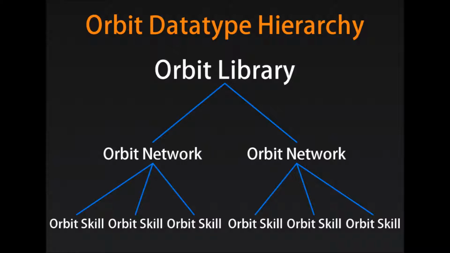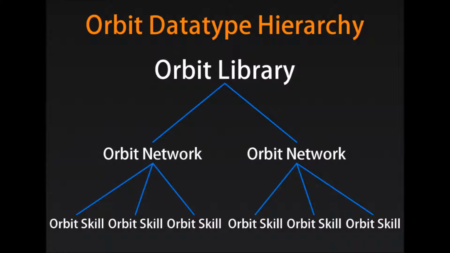Orbit networks are stored in an orbit library. Orbit libraries can contain any number of orbit networks. This means that if you want several adaptive elements in your game, they can all be stored in one orbit library. To use an orbit library in a game, you must build the library, as we will see in the tutorial Using Orbit in a Game.